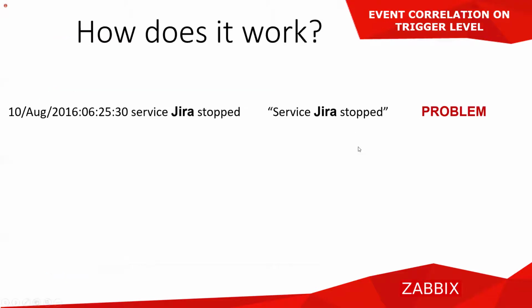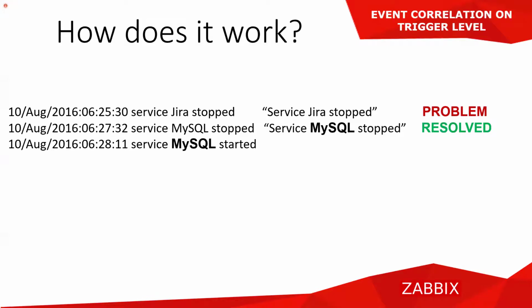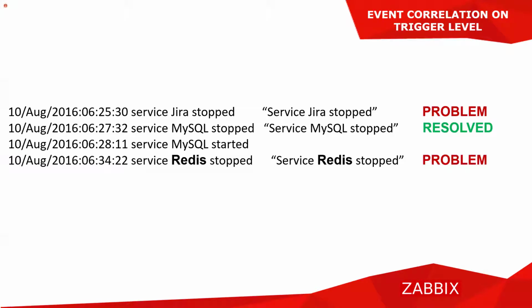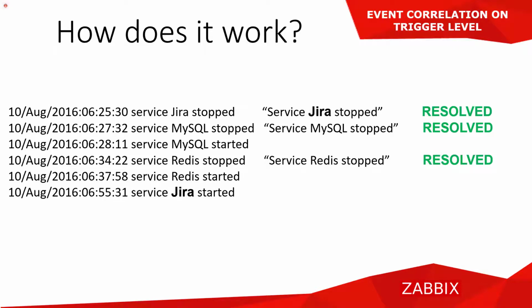So let's take a look at how that looks. For example, a trigger is notifying us that service Jira was stopped and generates a problem in the frontend. Then another problem fires with a similar trigger that service MySQL stopped. But then we see that service MySQL started, and with the event correlation, we can make this problem be resolved while the service Jira stopped problem is still active. Then we have service Redis stopped, but as soon as it is started, it will be resolved. So how does it work?